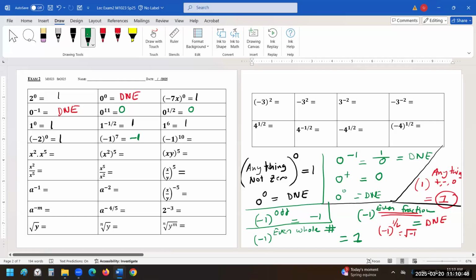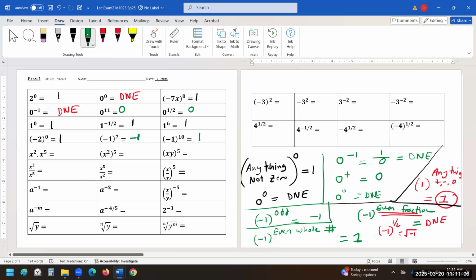What is -1 to the 10th power? +1, because 10 is an even whole number. So any even whole number gives you 1 back. Any odd power, whole number or fraction, doesn't matter, anything odd gives you -1 back.